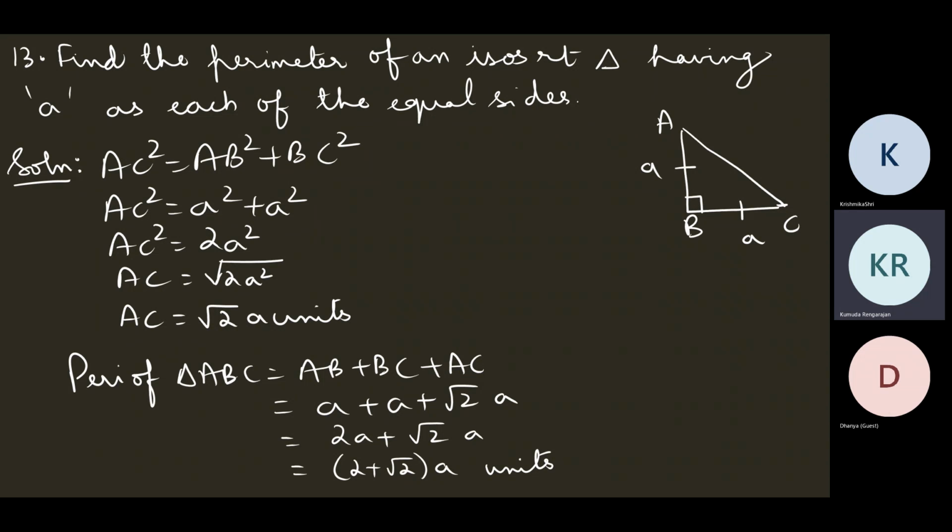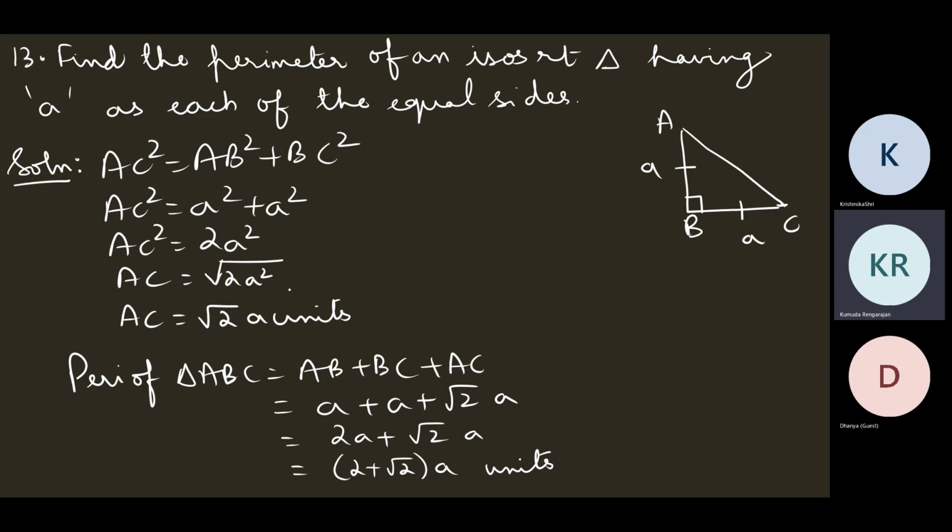All right, children. So here we are given the equal sides as A units. To find the perimeter, you need the length of the hypotenuse. You know, two sides are A and A. So you need to find the third side AC. And that we find using Pythagoras theorem. So once you find that, add the length of the three sides to find the perimeter.